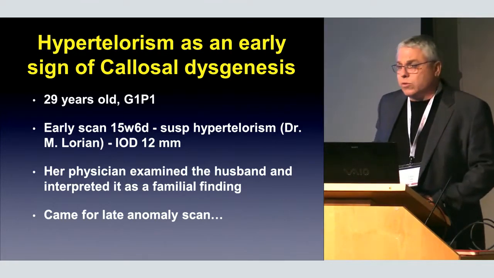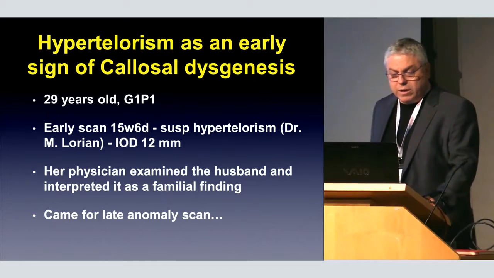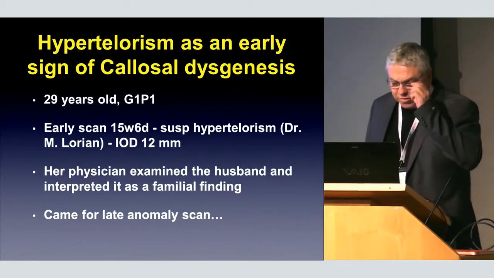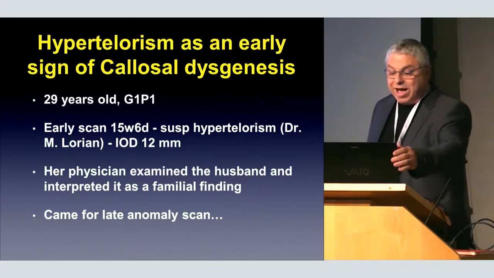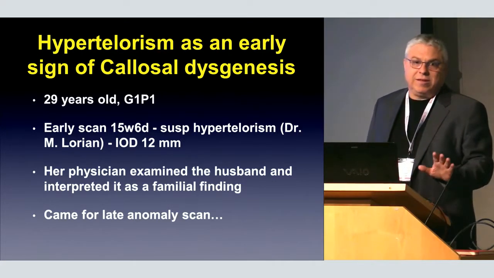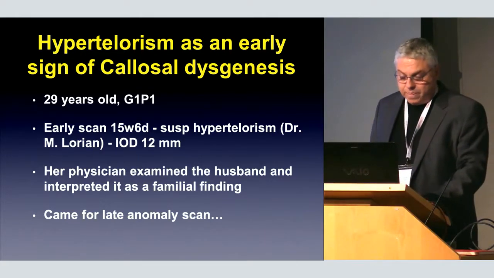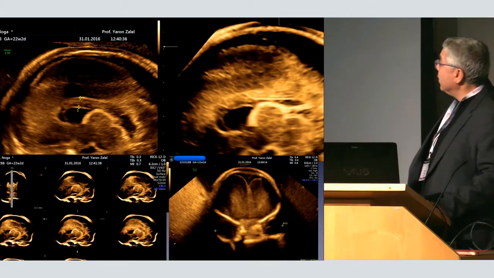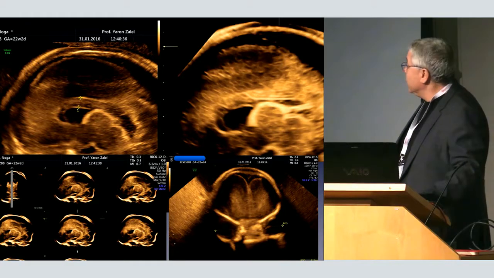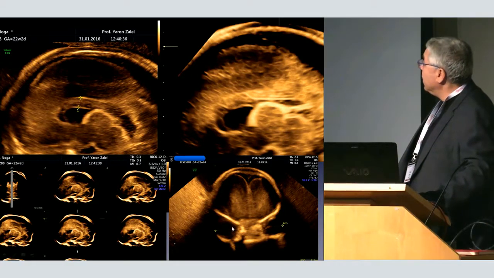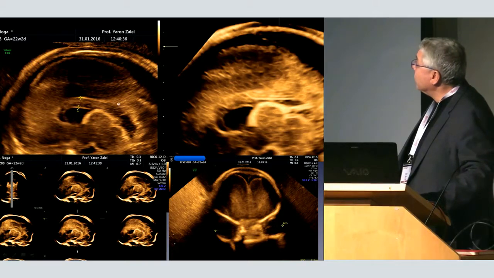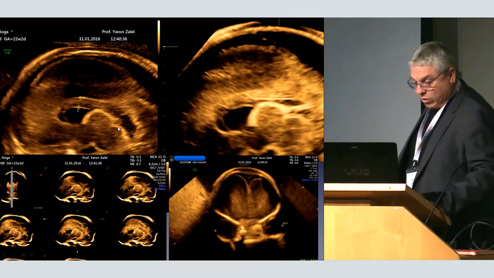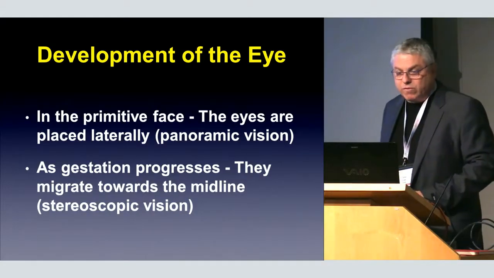This is a 29-year-old G1P1, early scan, as I said, suspected hypertelorism by Dr. Lorian. Her physician examined the husband and interpreted it as physiological, as a familial finding. And then she came for the late anomaly scan. What we saw at the late anomaly scan, you can see the hypertelorism here, and you can see the dysgenesis of the corpus callosum. You can see the thick corpus callosum, and the dysgenesis, especially in the posterior part of the corpus callosum. A few words about development of the eyes.